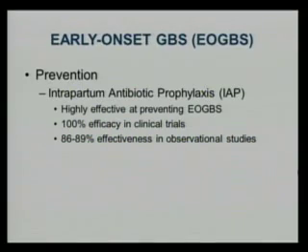And the prevention, as we already started to talk about a little bit, intrapartum antibiotic prophylaxis, it's highly effective at preventing early onset GBS, as you saw from that graph. It had 100% efficacy in clinical trials and 86 to 89% effectiveness in observational studies.